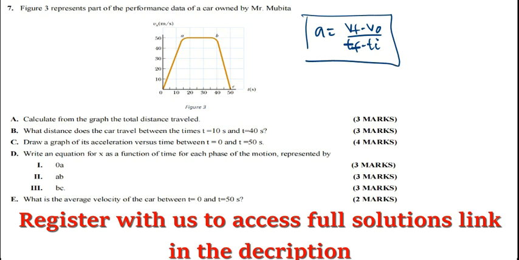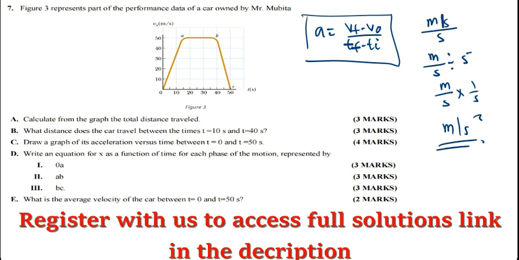Now, why are we saying this formula is valid? Because velocity is in meters per second, time is also in seconds. So it's like you have got meters divided by second divided by, again, second. So meters divided by second times 1 over second. So you are going to have meters per second squared. That's the reason why we use this formula when we're talking about the graph.